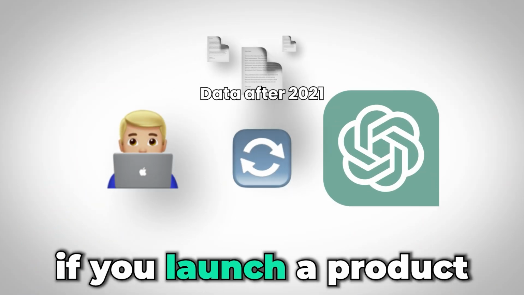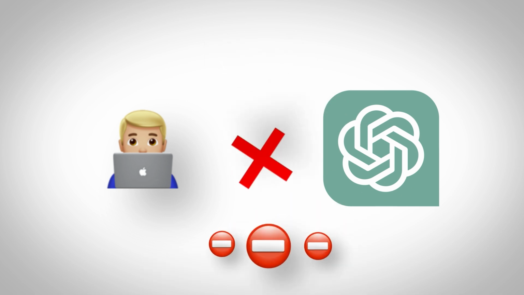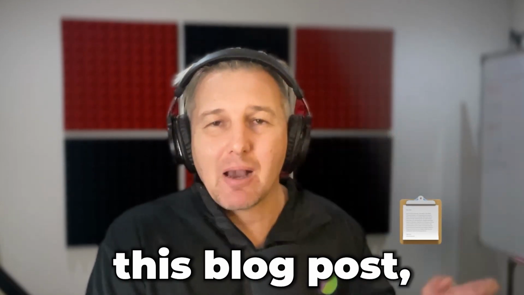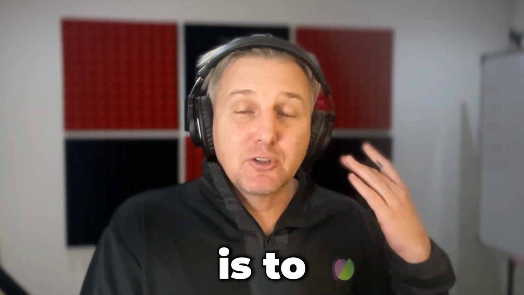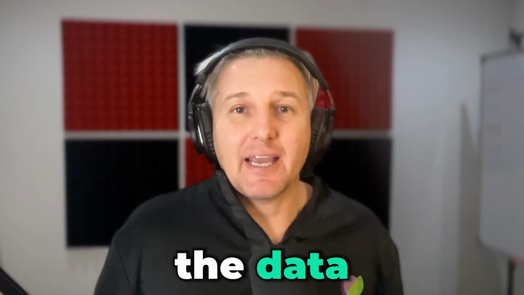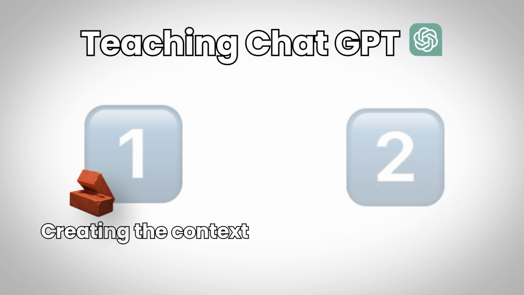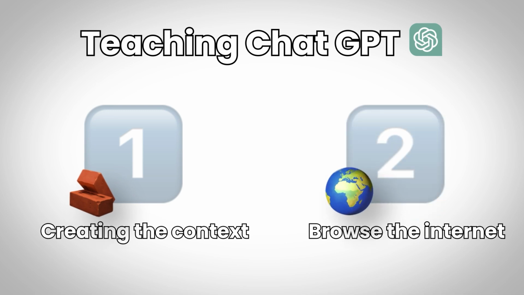What happens if you launch a product after that and you want ChatGPT to interact with the data on your site? This is what this is all about. This video, this blog post, all this stuff is to teach ChatGPT the data it doesn't know yet. And it's very easy to do, so let's get right to it. When we're talking about teaching ChatGPT all about your brand new product that has been launched after 2021, it's all about creating either the context or having it browse the internet to get the information.